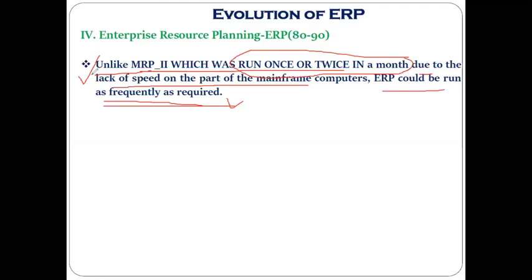They run once or twice in a month. Once or twice run करायला लागतं कारण स्पीड कमी असल्यामुळे आपल्याला तो रिझल्ट लवकर मिळत नव्हता ना.